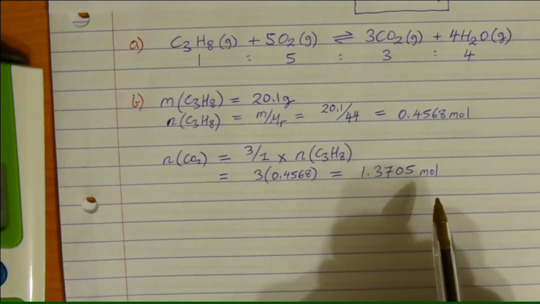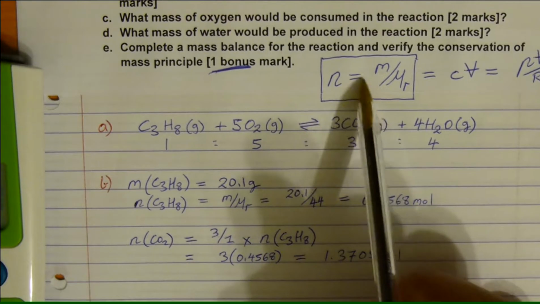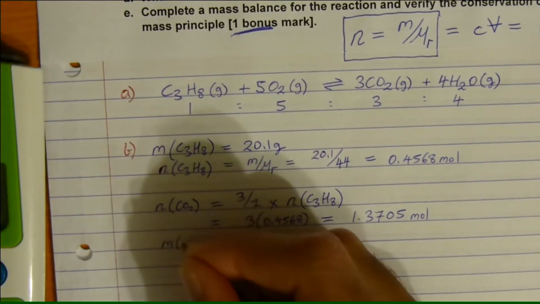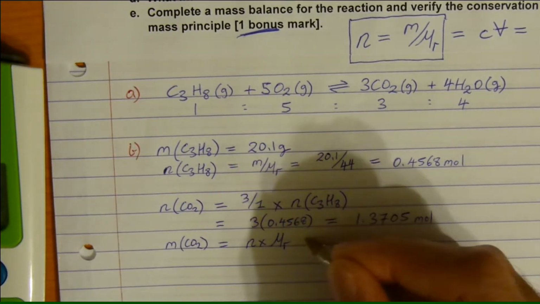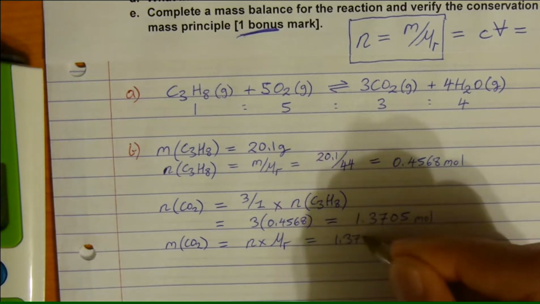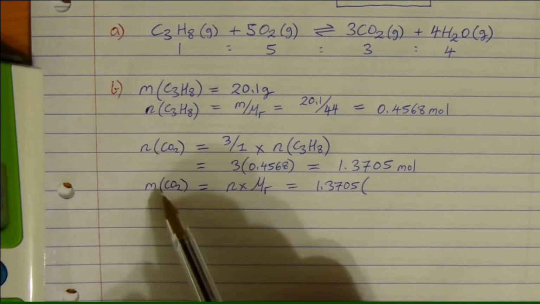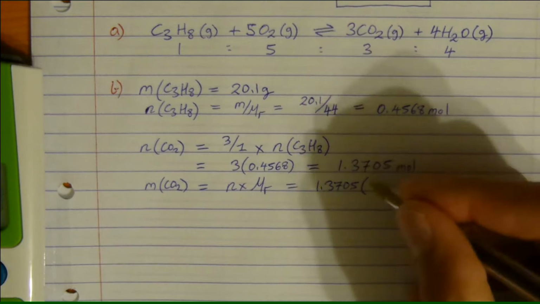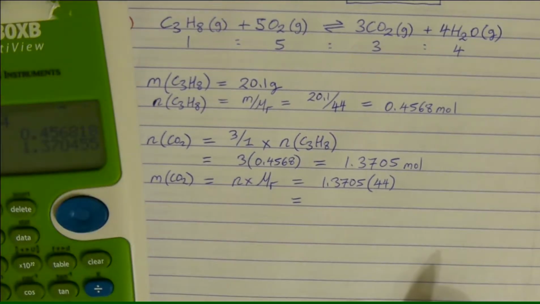Okay, so that's the number of moles of CO2. Now the question has asked me for mass, so I convert to mass, and the way I do that is I just rearrange. Mass is mole times molecular weight. So the mass of CO2 is equal to n times molecular weight, which is equal to 1.3705. Now, molecular weight of CO2: carbon 12 plus oxygen, so oxygen is 16, as two of them is 32, 12 plus 32, 44. Okay, 1.3705 times 44, 60.3.